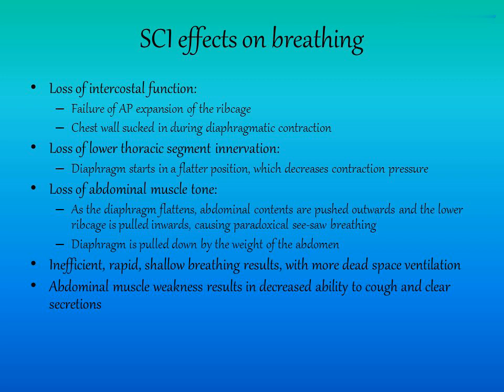Loss of abdominal muscle tone. As the diaphragm flattens, abdominal contents are pushed outwards and the lower rib cage is pulled inwards, causing paradoxical seesaw breathing. Diaphragm is pulled down by the weight of the abdomen. Inefficient, rapid, shallow breathing results, with more dead space ventilation. Abdominal muscle weakness results in decreased ability to cough and clear secretions.